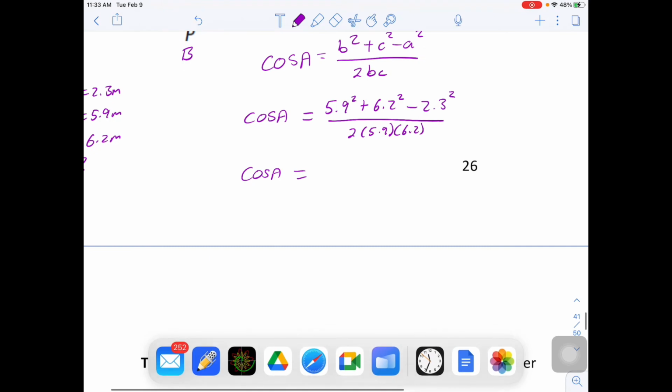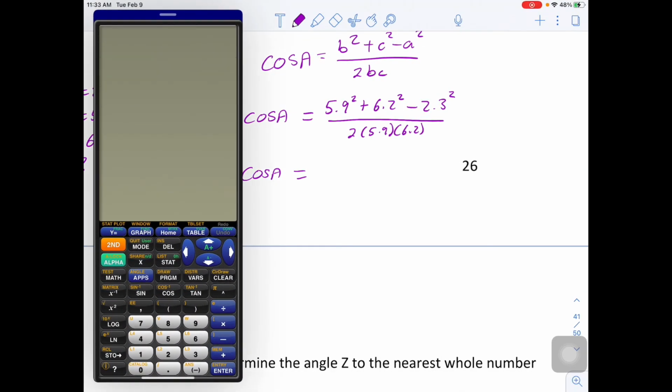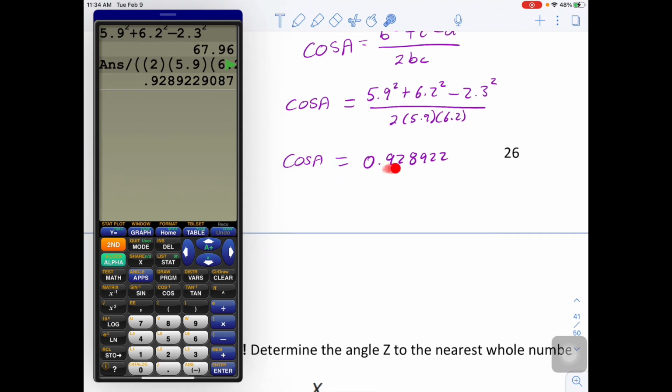So I'm going to pull out my calculator, and I will get 5.9 squared plus 6.2 squared minus 2.3 squared, divided by 2 times 5.9 times 6.2. Make sure all of that is laid out properly. Looks like it. So this is going to give me 0.928922. Now recognize this is not your angle. This is the cos A ratio.